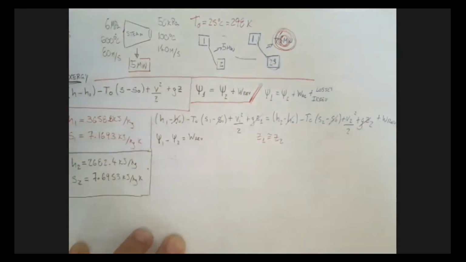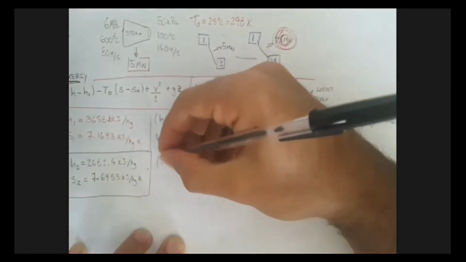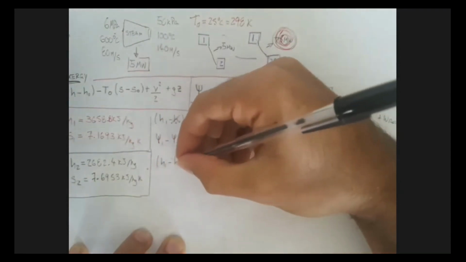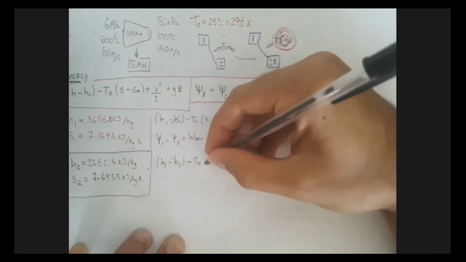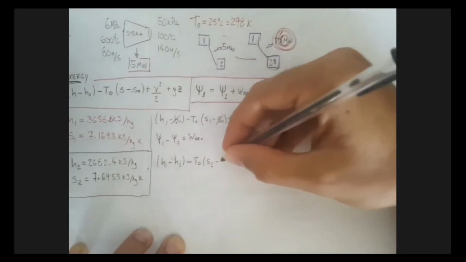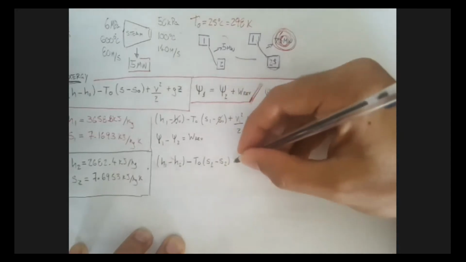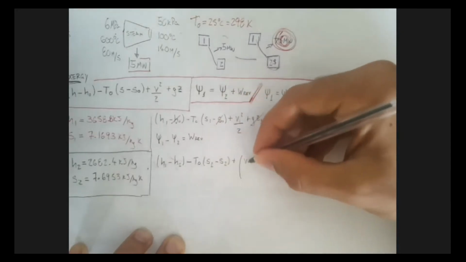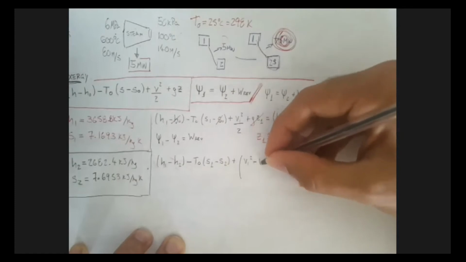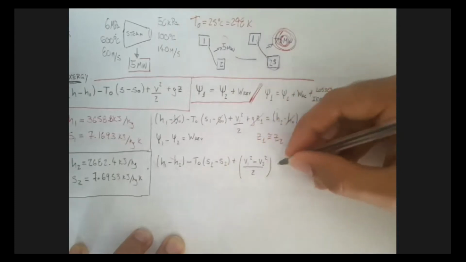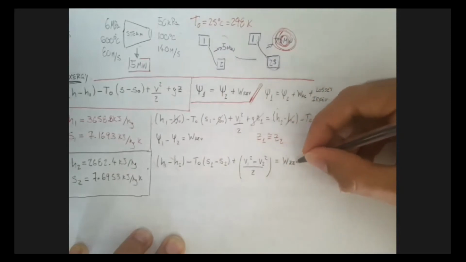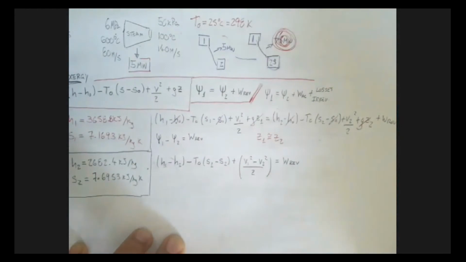So this difference here will be H1 minus H2 minus T naught of S1 minus S2 plus V1 squared minus V2 squared over 2, which has to be equal to my reversible output, all in energy. Yeah, so far all in energy.